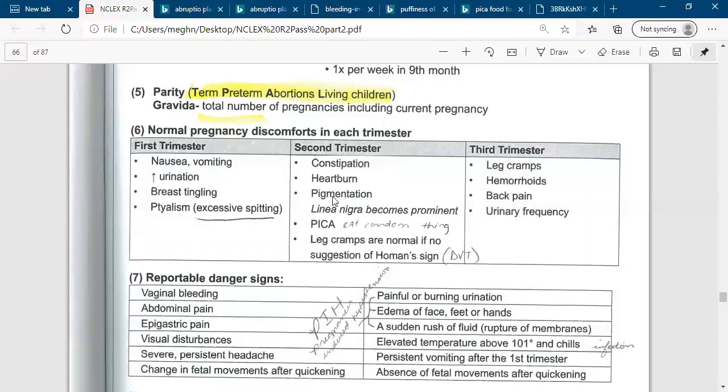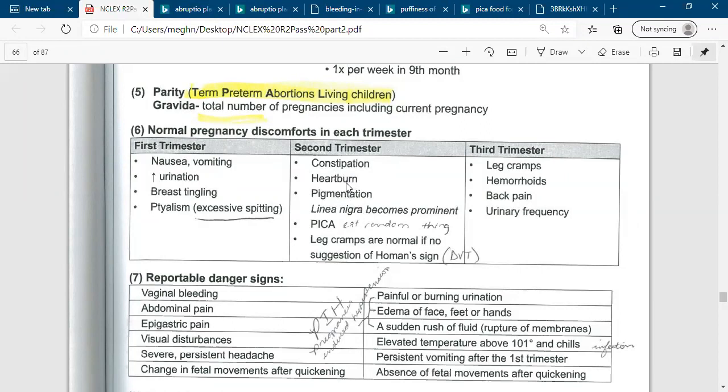So what about the second trimester? Most commonly, they develop constipation. So we advise them to take food containing enough carbohydrate and fluid, and also to increase movement. Heartburn, because the uterus gives pressure towards the GIT or stomach or esophagus. Heartburn is common, and sometimes pigmentation.